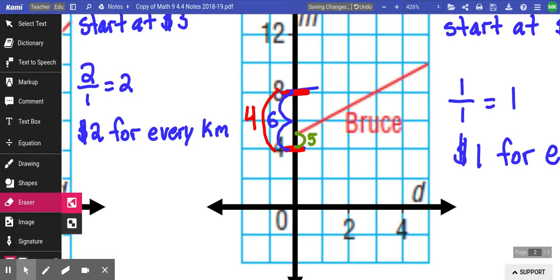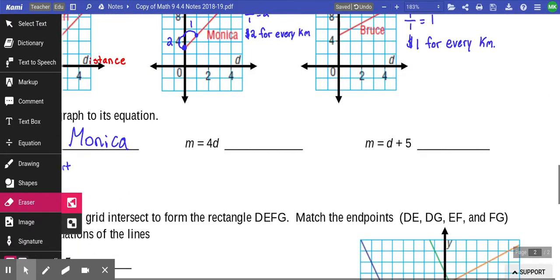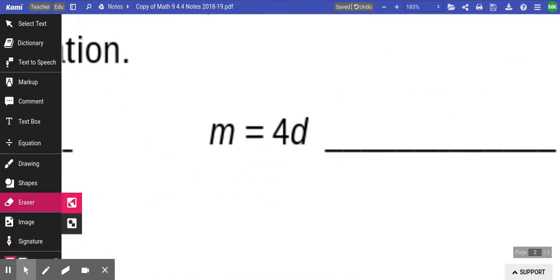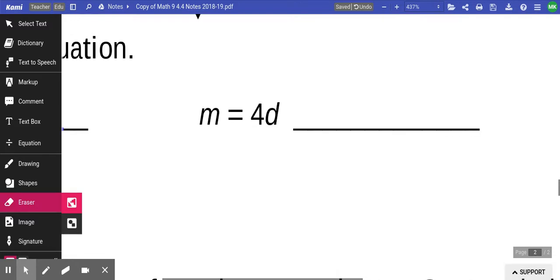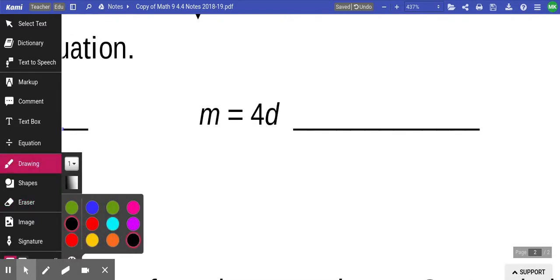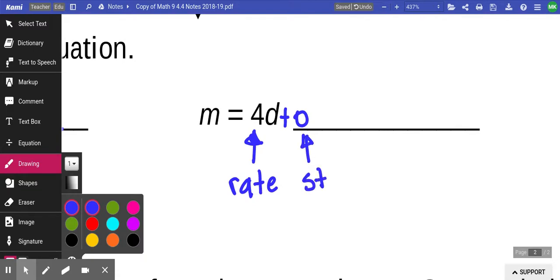I didn't match any up yet. Sorry. Match up these equations. So let's look at this one right here. M equals 4 plus D. This is my slope. That means that's the rate at which you're doing something, making money in this case. The y-intercept is plus 0. That means you had a starting value of 0.